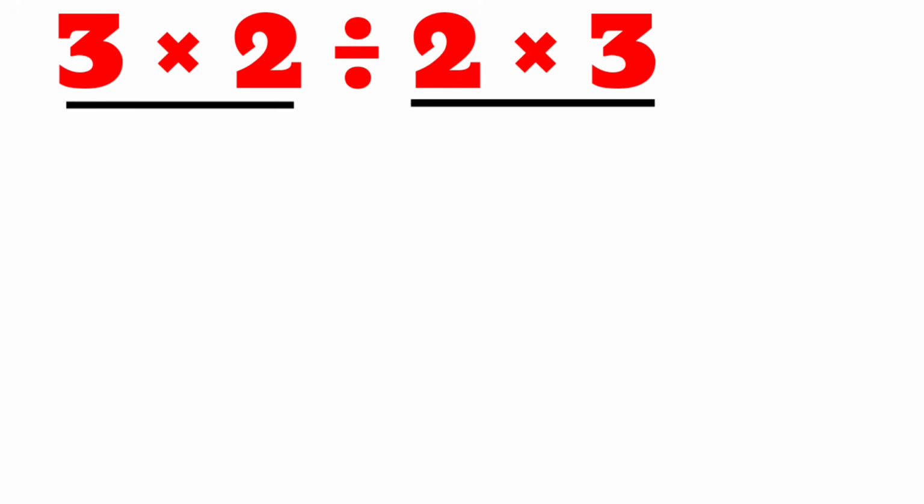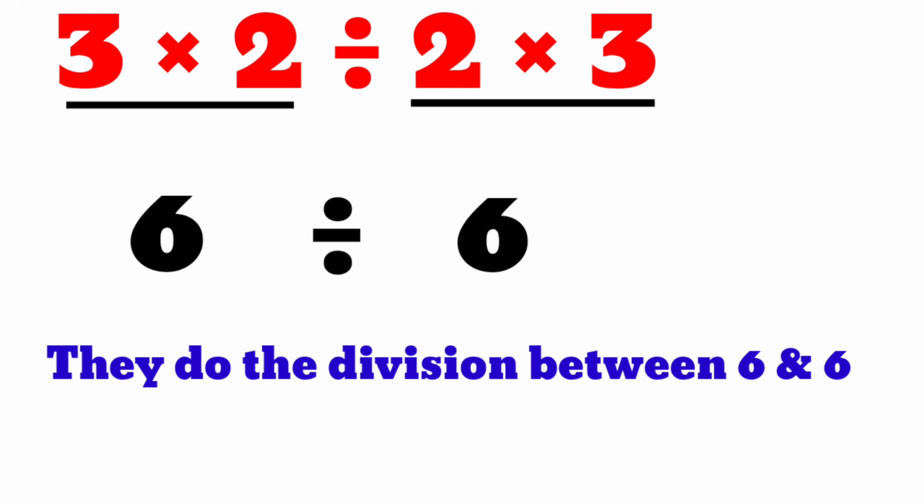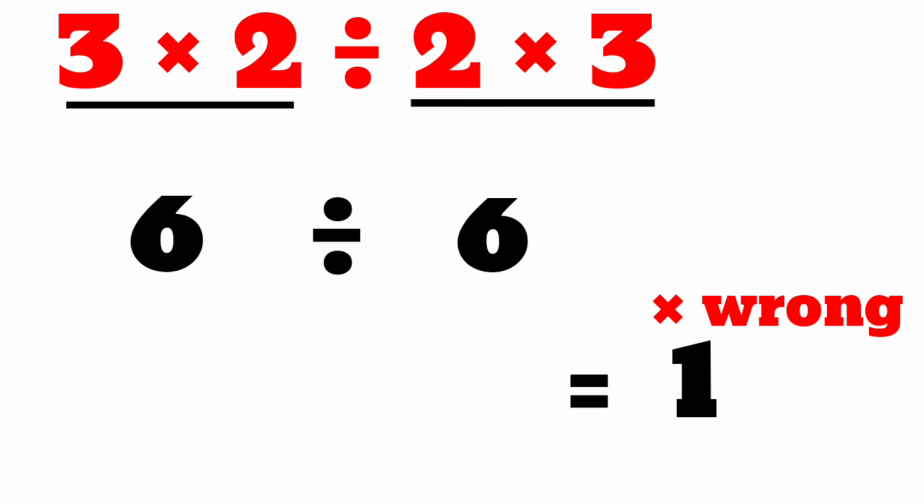They do the multiplication between 3 and 2 and multiplication of 2 and 3. Three times 2 is equal to 6 and 2 times 3 is equal to 6. 6 divided by 6. They do the division between 6 and 6. Dividing, we get answer 1. 1 is the wrong answer.